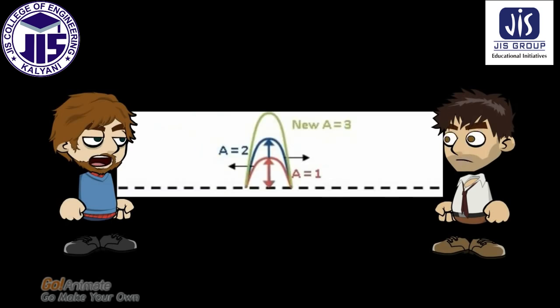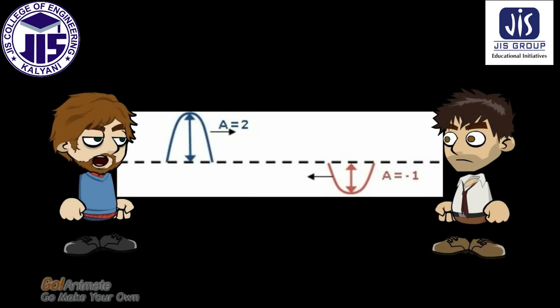When the wave pulses overlap, they combine to make a new pulse, shown in green in the diagram. To find the new amplitude, add the amplitude of the red pulse and the amplitude of the blue pulse. In this case, the new amplitude is 3 units, 2 units from the blue pulse added to 1 unit from the red. Now suppose that the two pulses are moving towards each other, but one pushes the string up and the other pushes the string down, as in the diagram.